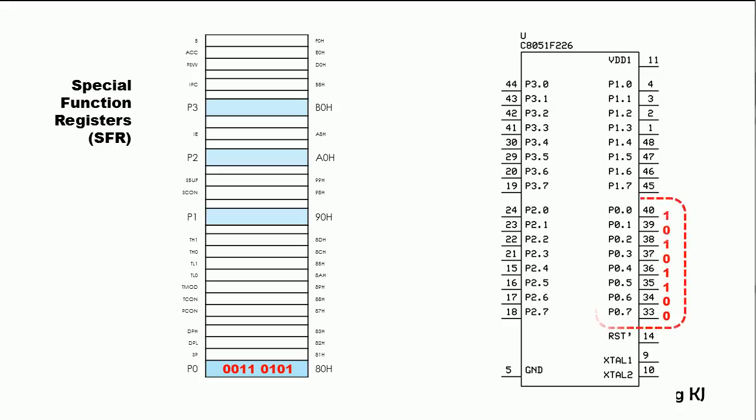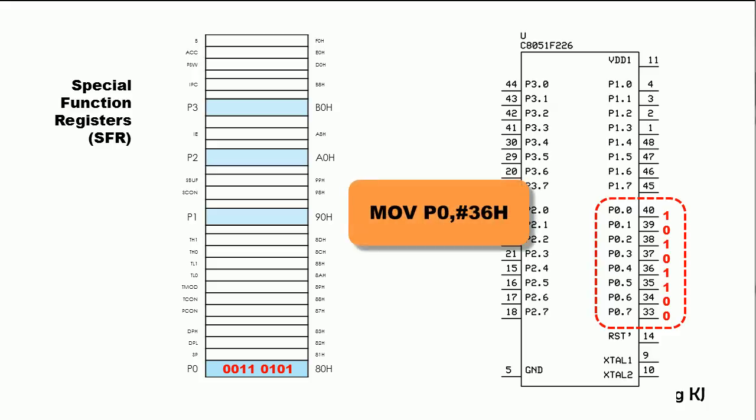To get this signal at port 0, simply move immediate data 36 hex to P0. The binary of 36 hex is 00110101.